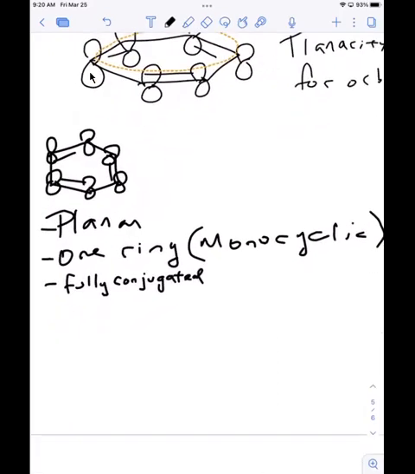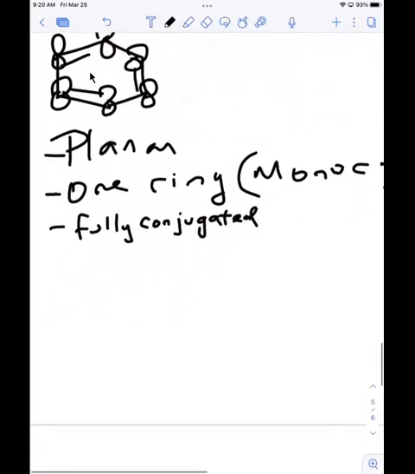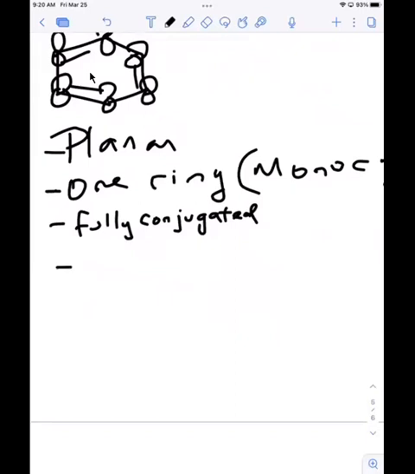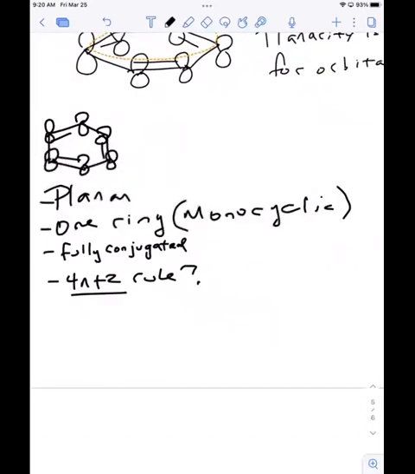All right. So let's talk about the 4n+2 rule. Right. That's one of the main criteria for being considered aromatic, is to meet the 4n+2 rule. And so what the 4n+2 rule is, basically you set the number of pi electrons equal to 4n+2 and solve for n. N has to be a whole number, right?